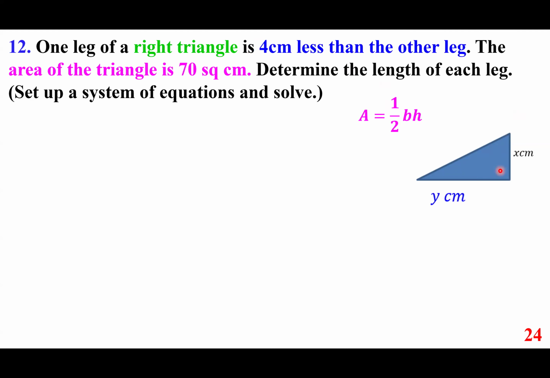Half of base times height. When you have a right triangle, the legs, one of them is the base, one of them is the height. Half of X times Y is 70. And as long as we can see this setup, it works out nice and easy. All right, first and foremost, let's get rid of the fraction. In this case, let's multiply by 2, and it becomes xy equals 140. And now replace the x with y minus 4. Clearly, substitution is in order.